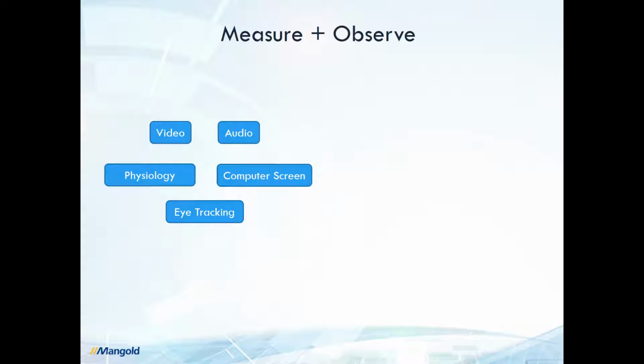Any researcher who wants to do some research needs to measure or observe something. How can you measure and observe something? You obviously can record video or audio. You can record physiology. You might want to record a computer screen to see what a participant is doing, and you might want to add eye tracking to your study. The major difficulty here is, however, how do you synchronize those different data sources during recording?